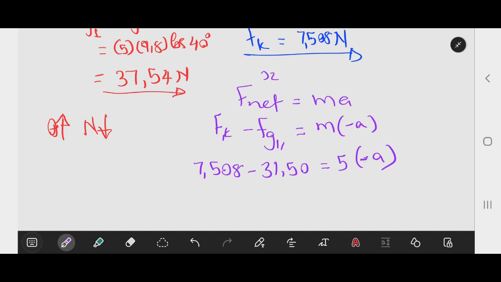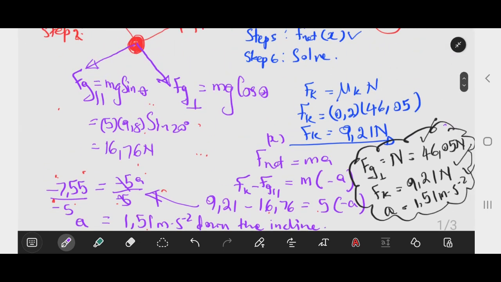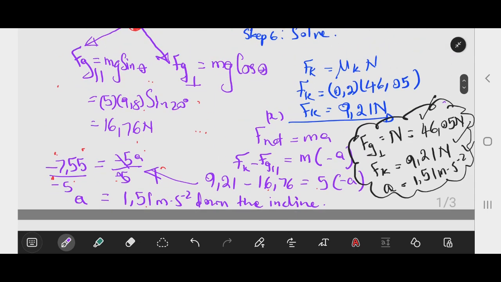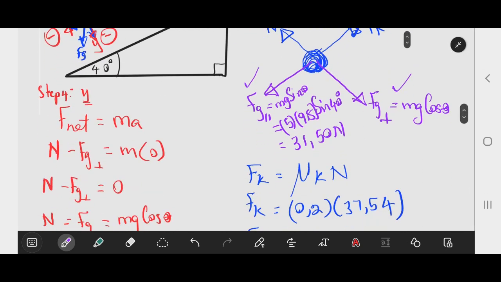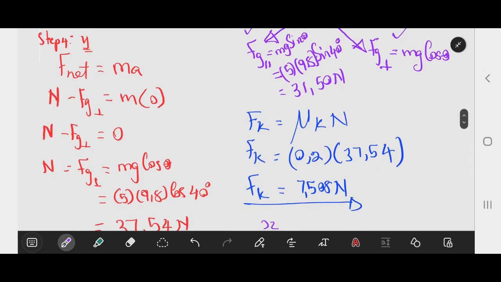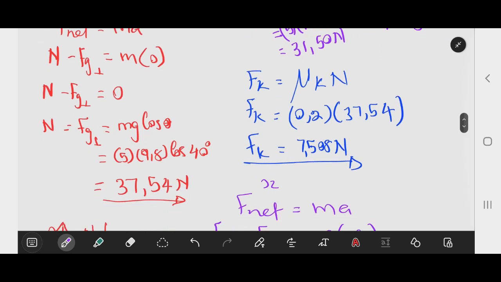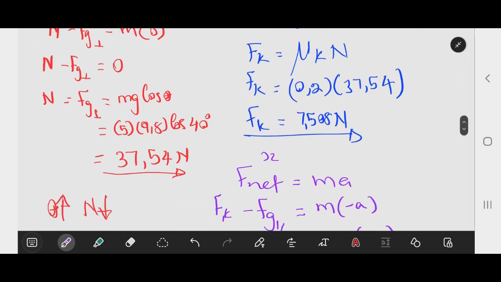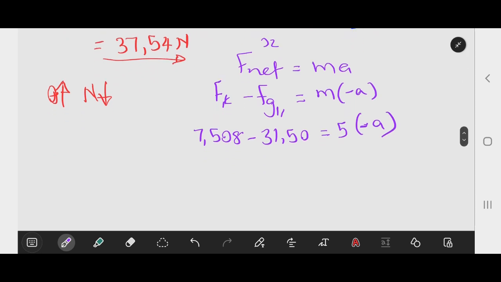But what we can also note is that Fg parallel, in the above example whereby we had 20 degrees as our angle of inclination, we obtained Fg parallel to be 16.76, right? But in this case, we obtained Fg parallel to be 31.5. So Fg parallel has increased, okay? And we will see that when we further explain the concept of increasing the angle of inclination. So let us continue with the calculation.